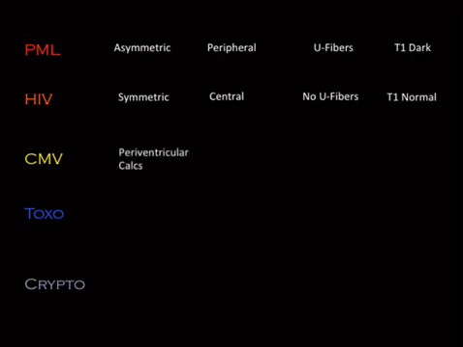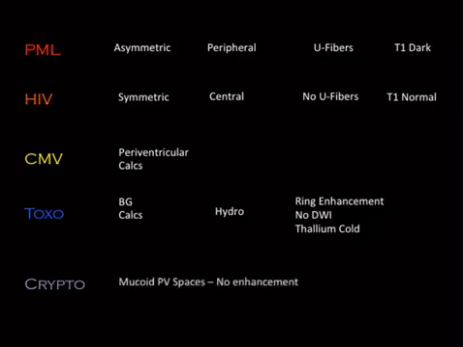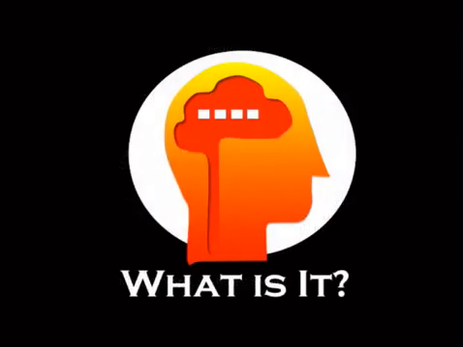Periventricular calx, it sort of goes circumferentially around the ventricle, C for C, versus basal ganglia calx and hydro. And then as an adult, you think about ring enhancement, no restricted diffusion, thallium cold, edema out of proportion to the size of the lesion. And then crypto, just remember mucoid or gelatinous perivascular spaces that doesn't necessarily enhance.